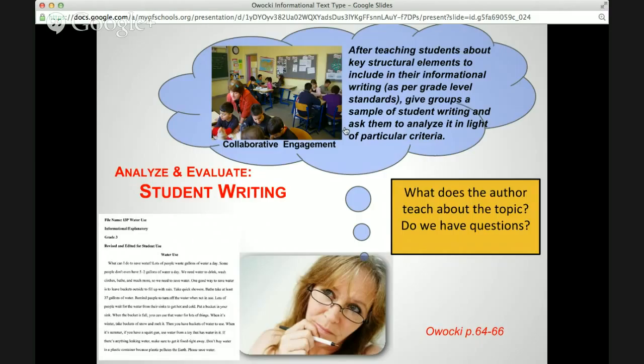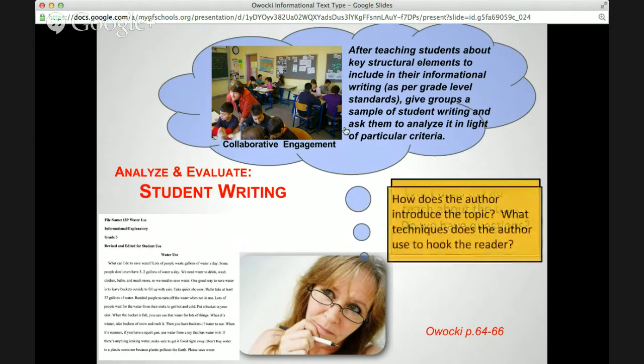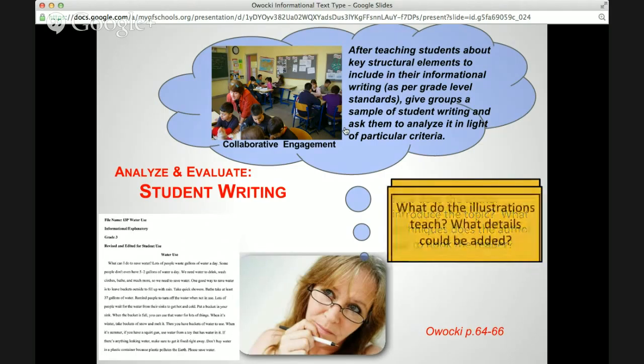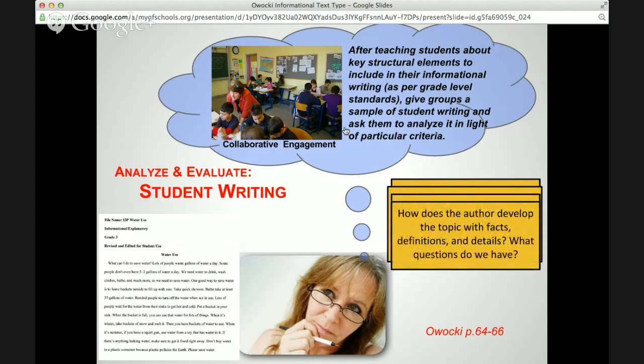Things like, what does the author teach about this topic? Do you have any questions? How does the author introduce the topic? How does he hook the reader? The use of illustrations, what do they teach? What details could be added as you look at illustrations in other media? How well is the topic developed? Do you still have questions beyond the facts, the definitions, and the details?